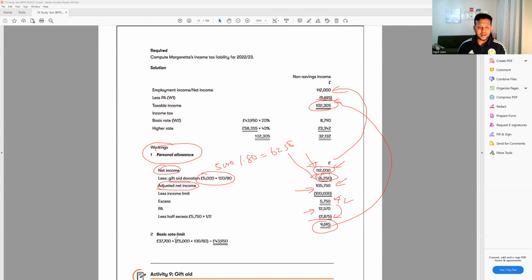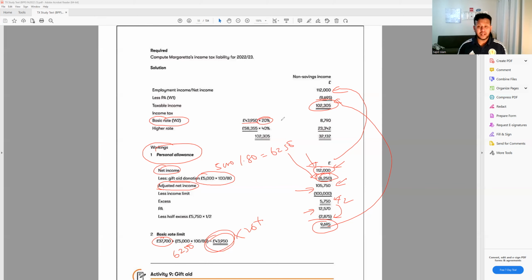Now, normally my basic band is how much? 37,700, plus I need to add this 6,250. So 37,700 plus 6,250 gives me 43,950. So that means my basic band is now 43,950. So now I'm going to calculate 20% on this amount, not 37,700 anymore, because of the gift aid donation, my basic band will be extended. So you can see here, the basic rate band is now 43,950, and it's 20%.